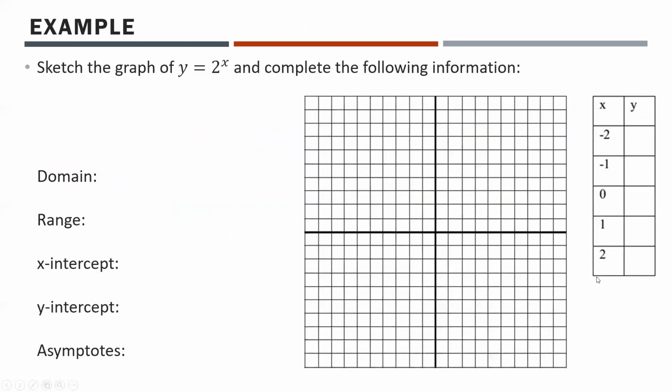We're going to do a real example here now. Sketch the graph of y is equal to 2 to the power of x and complete the following information. First things first, when I make exponential graphs, I try to make a table, right? You can put as many data points in the table as you wish. I'm only going to put 5 points in, as you can see right on this table here on the far right. Let's just throw these numbers in.